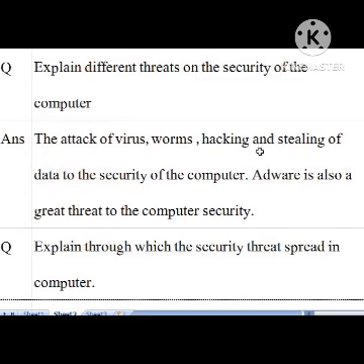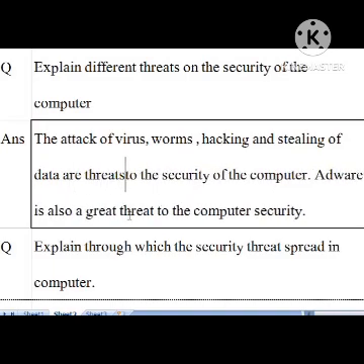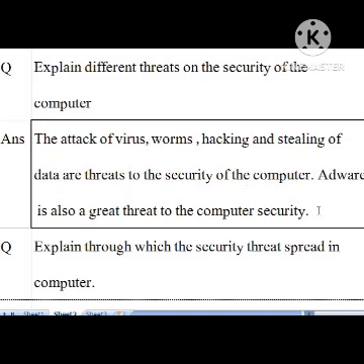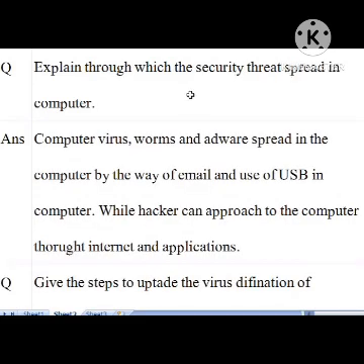Explain different threats on the security of the computer. The attacks of virus, worms, hacking and stealing of the data are threats to the security of computer. Adware is also a great threat to the computer security. Explain through which the security threat spreads in computer. Virus, worms and adware spread in the computer by way of email and use of USB in computer, while hackers can approach the computer through internet and applications.